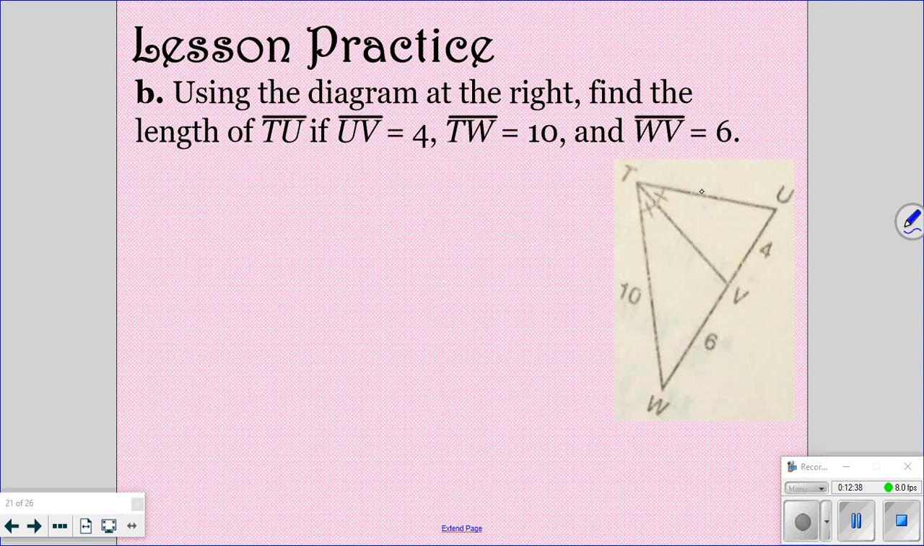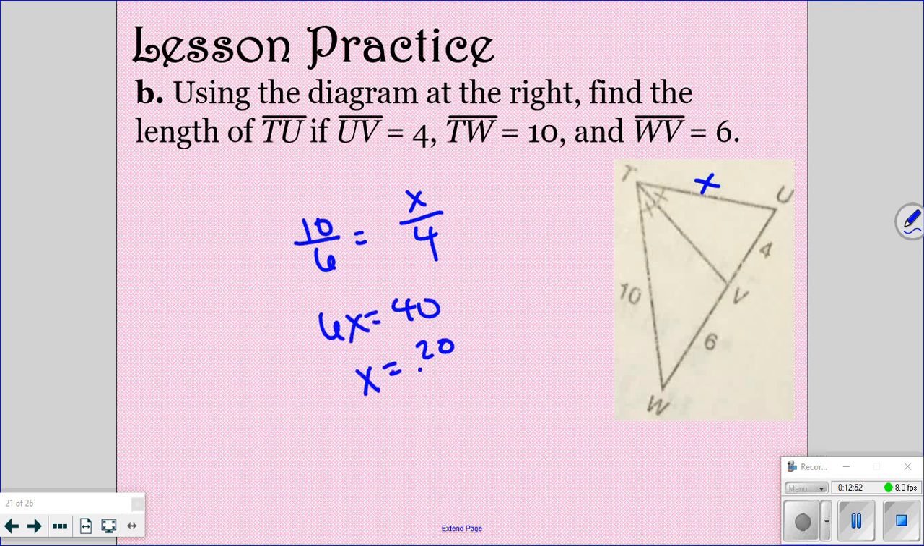So we're looking for the length of TU here. We don't know what that is. So we're going to say 10 over 6 equals x over 4. So 6x equals 40. So x would equal 20 over 3, because that's what 40 over 6 reduces to be. Or you can make it a decimal if you would rather.